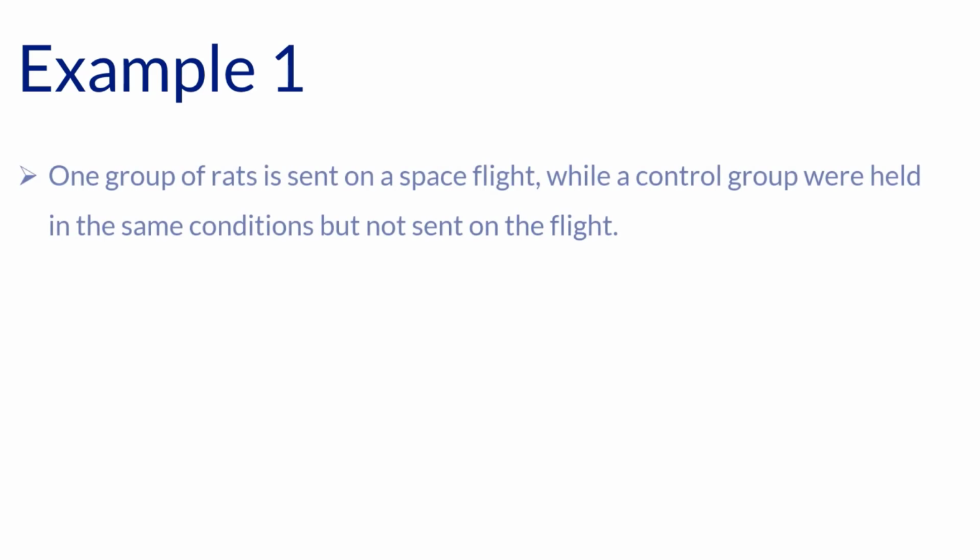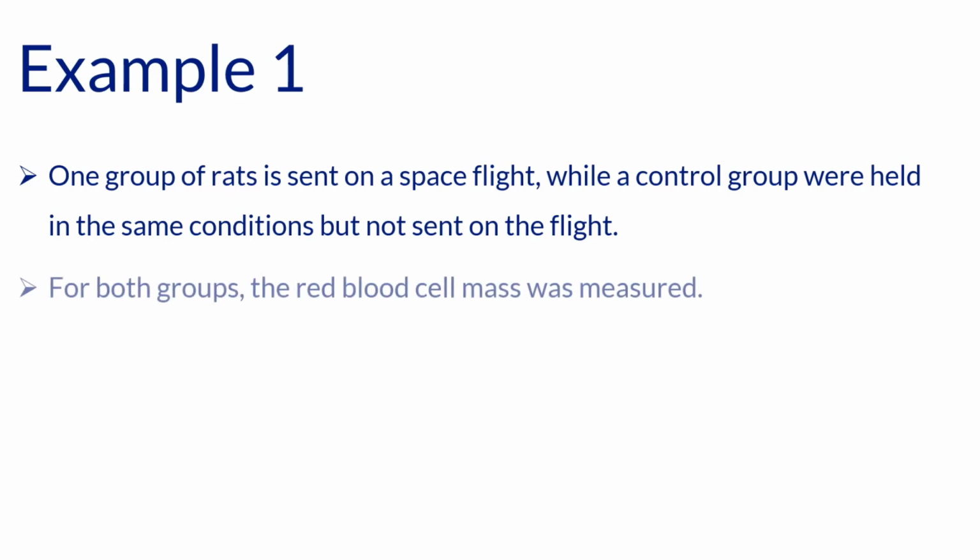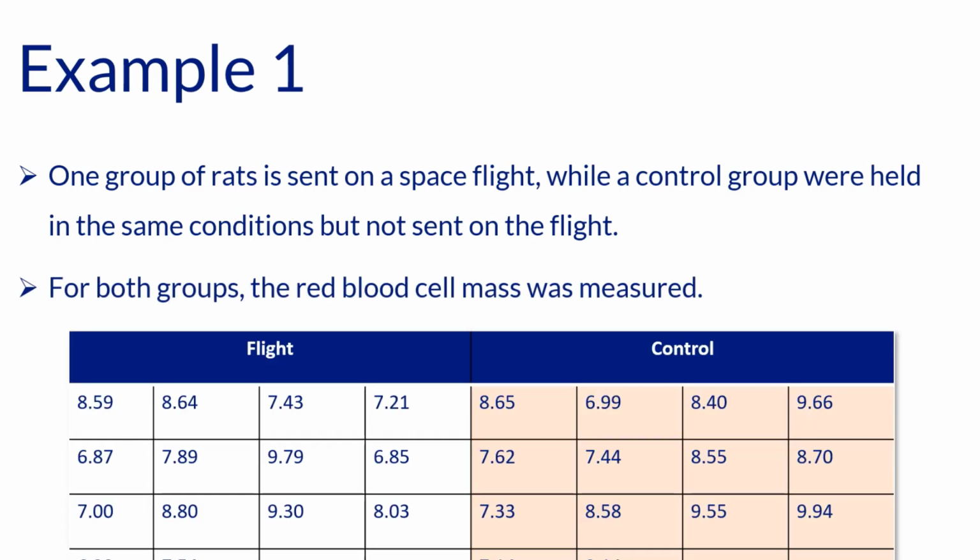So let's take an example. A group of rats are split in two. One group is sent on a space flight while a control group are held in the same conditions but not sent on the flight. So we've got our two populations. For both groups, the red blood cell mass was measured. There's 14 subjects in each group, and these are the scores for the red blood cell mass.